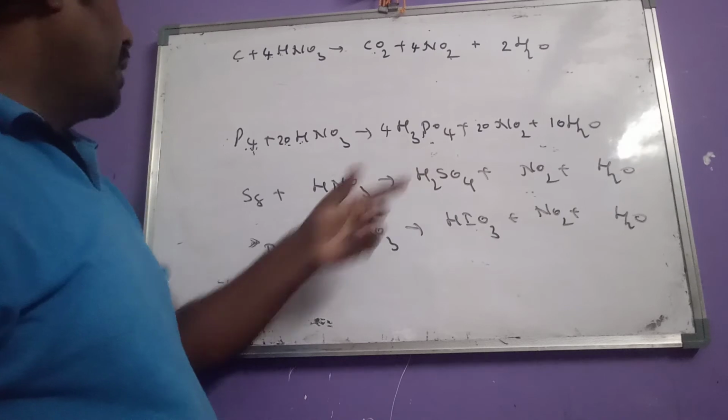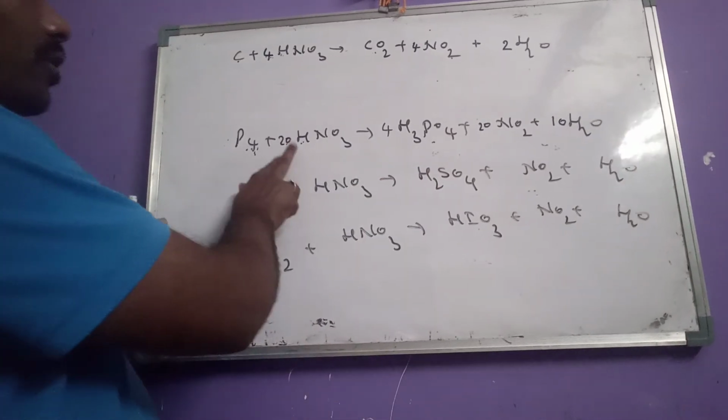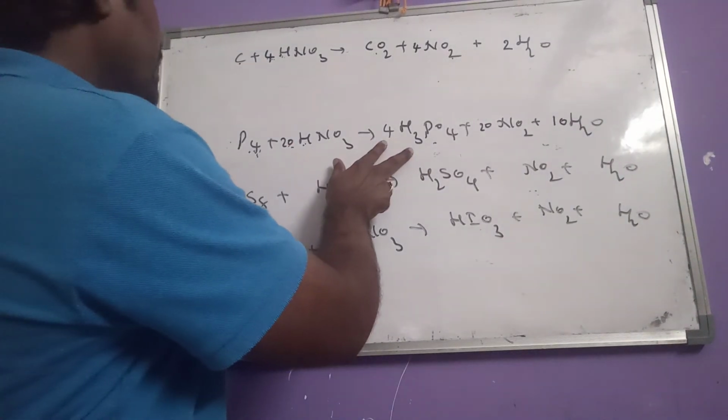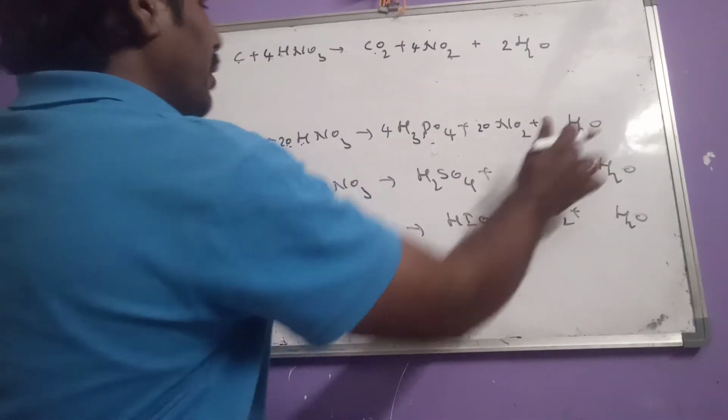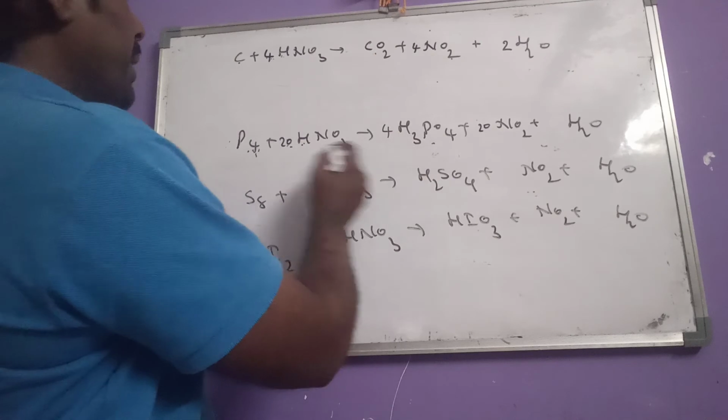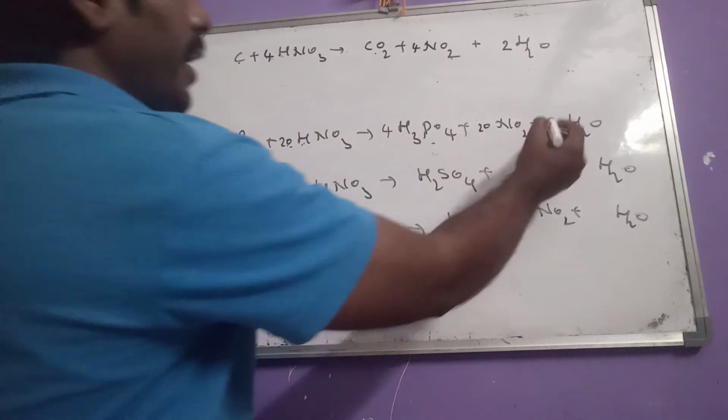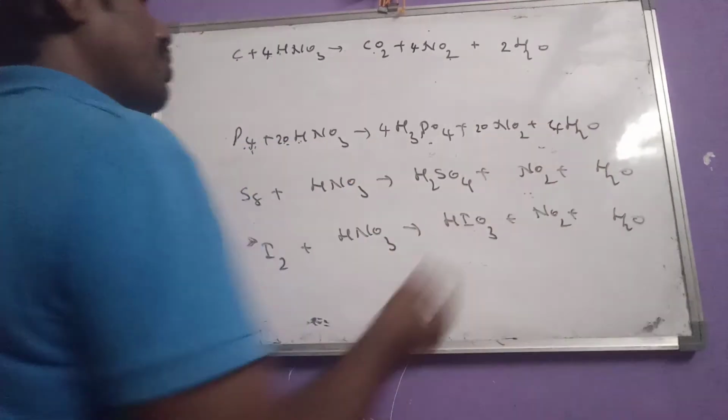Okay, now total how many hydrogens here? 20 hydrogens. 4 3s are 12. Now we have to write here just the remaining hydrogens. 4 3s are 12 means still how many hydrogens we have to write? 8. So we have to write 4H2O.